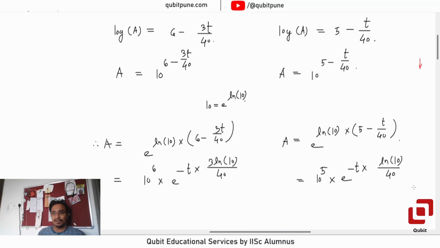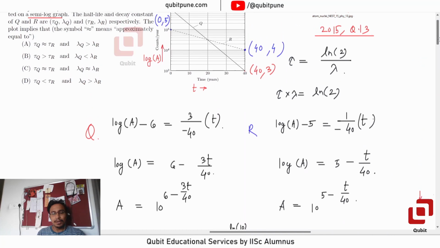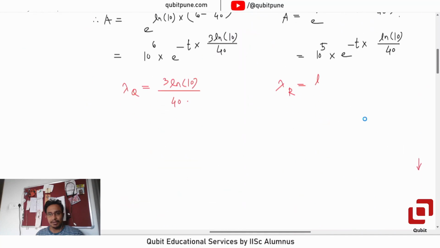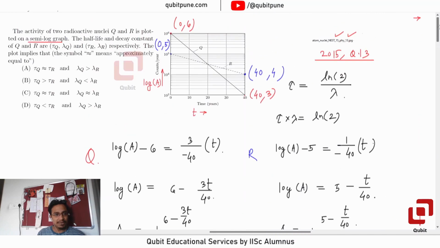Raise your hands if you understood this. Now this is for Q, so what will be lambda Q? Lambda Q will be ln 10 into 3 by 40, and lambda R will be just ln 10 by 40. Lambda R will be simply ln 10 by 40. So which value is greater? Lambda Q is greater than lambda R.